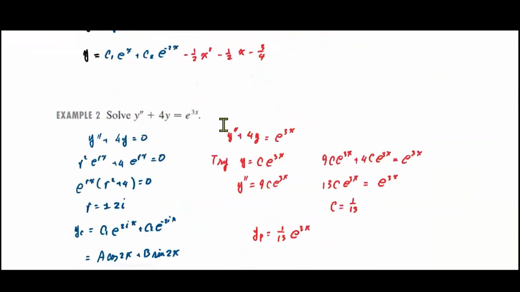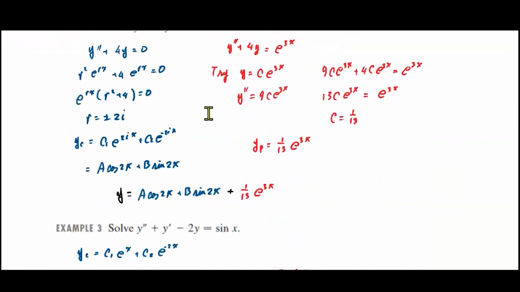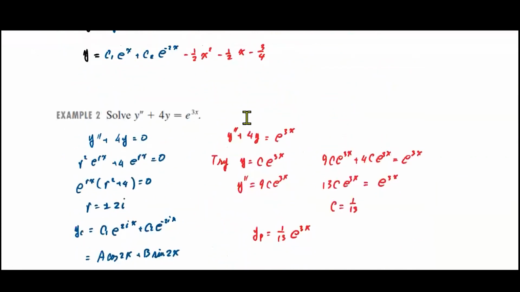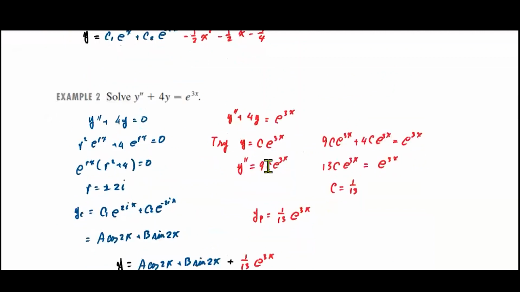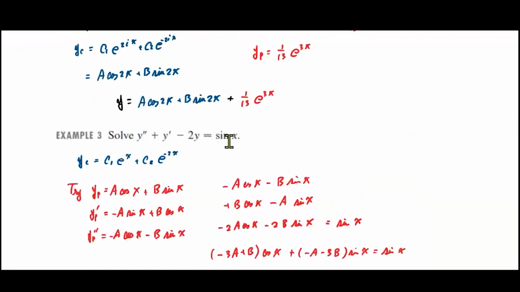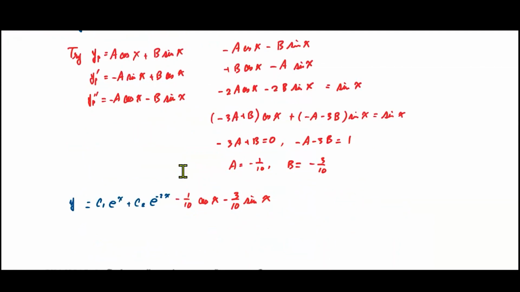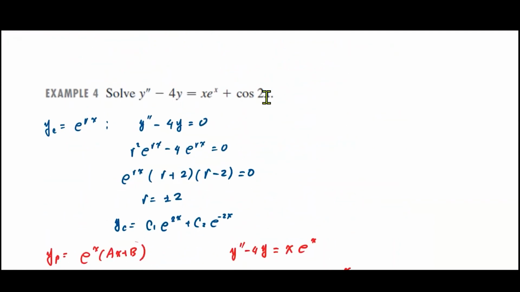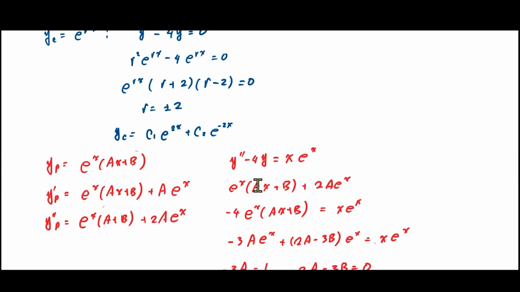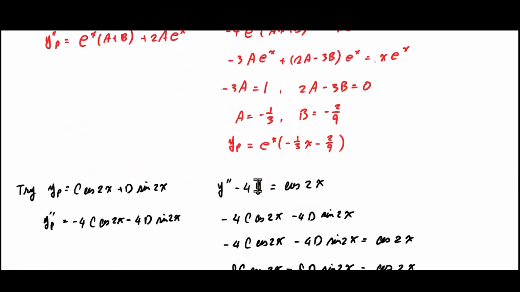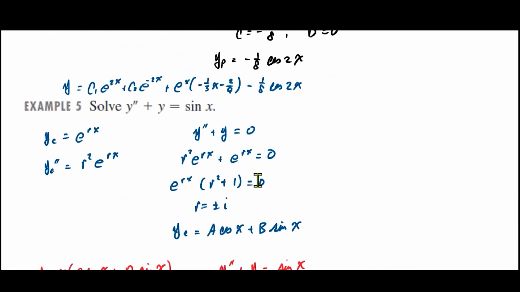If the other side is e to the something, then of course we try e to the something. Same thing, that would give us, if you take a derivative, something that looks like this. And then if the other side is sine or cosine, then we try a combination of sine and cosine, because once you take a derivative of those, it'll still give us sine and cosine, right? And then, of course, if it's a combination of e to the something and sine and cosine, then we try those separately and just add them up. So that's what happened so far.